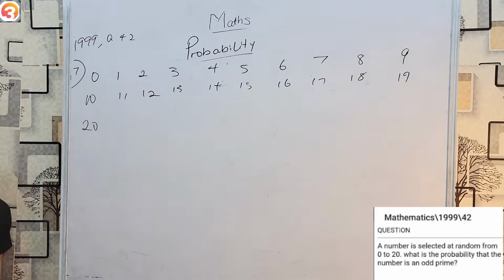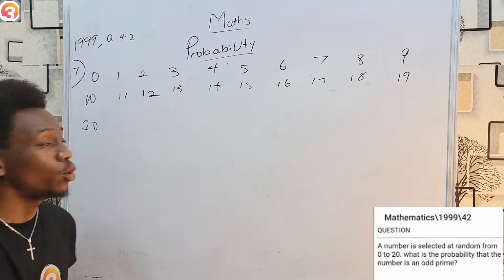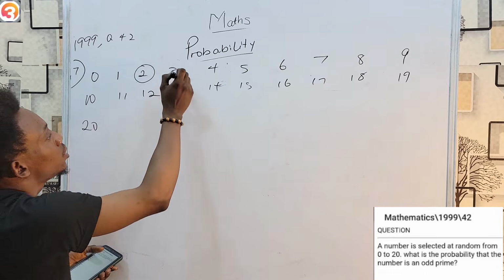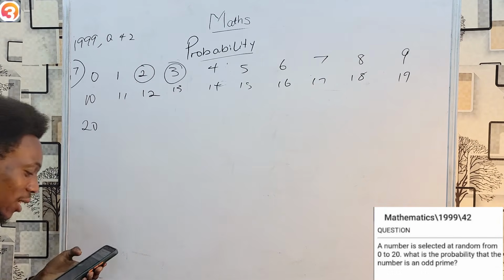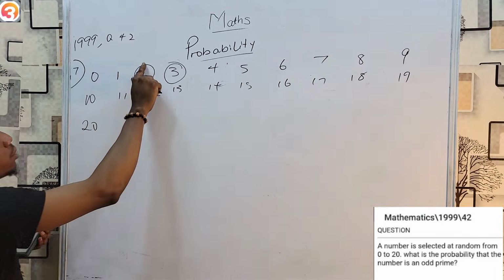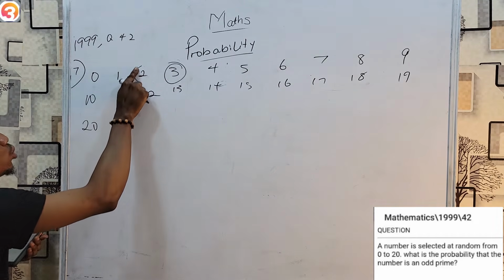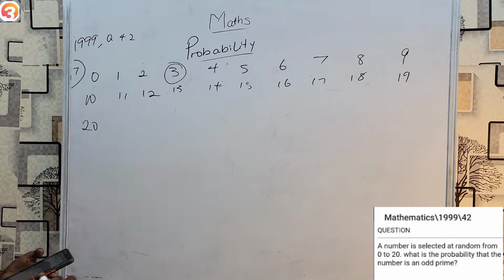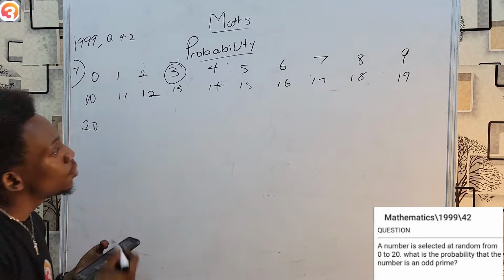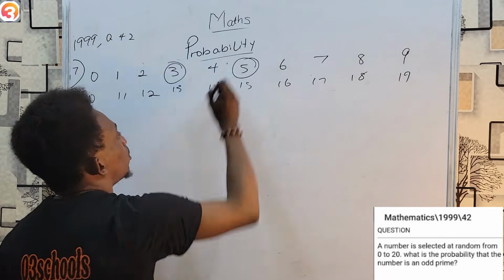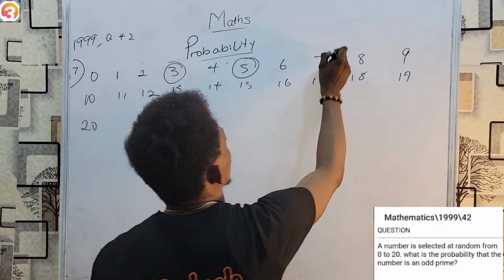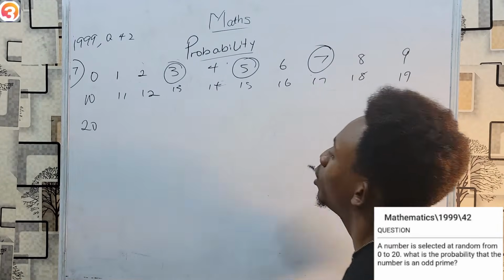So 0 is not a prime number, 1 is not a prime number, but 2 is, 3 is, but then they said they wanted odd prime. So while 2 is a prime number, 2 is not odd. So that removes 2 from contention. 4 is not a prime number in the first place. 5 is a prime and it's odd. 7 is a prime and it's odd.